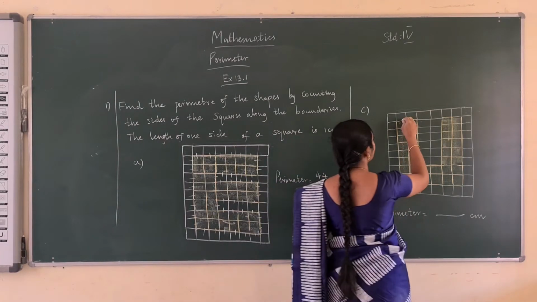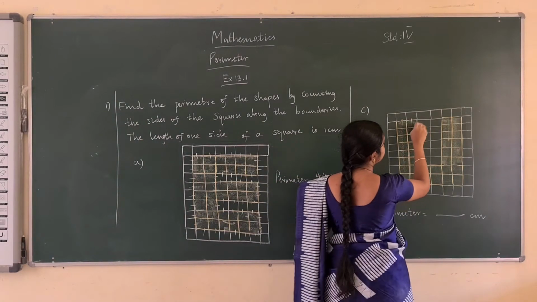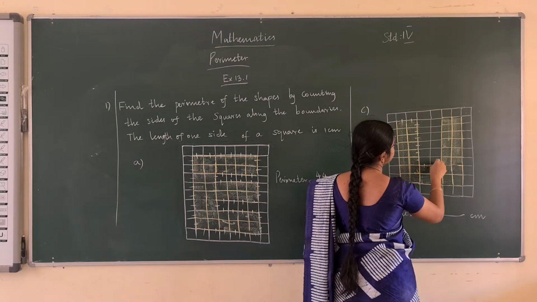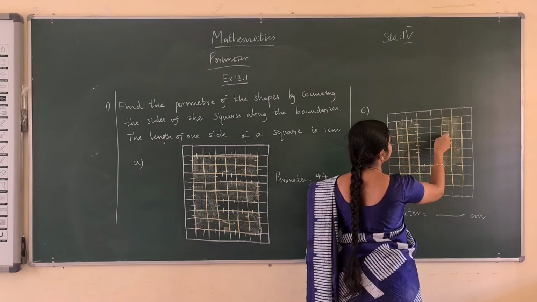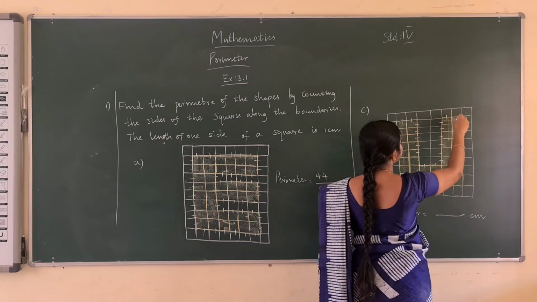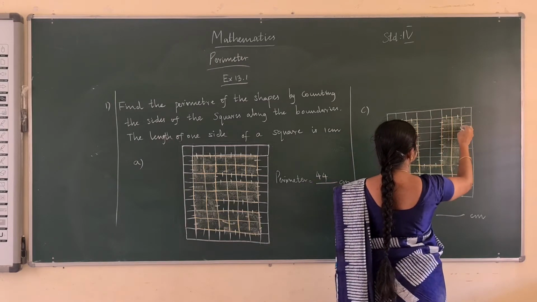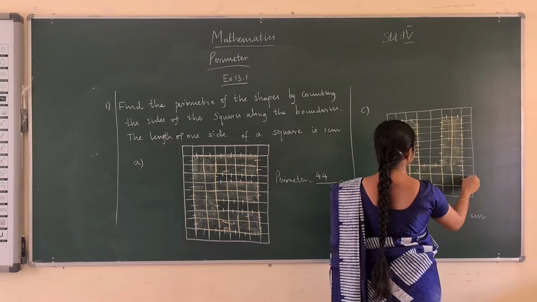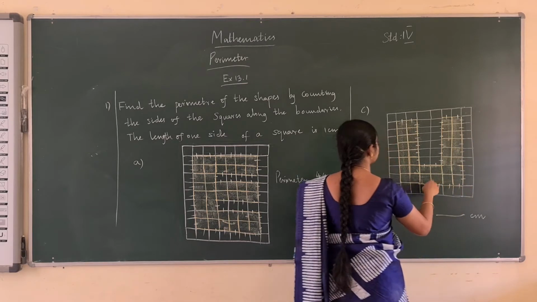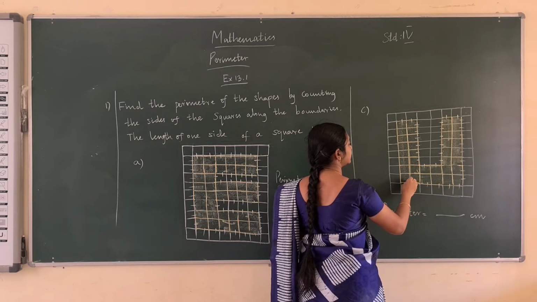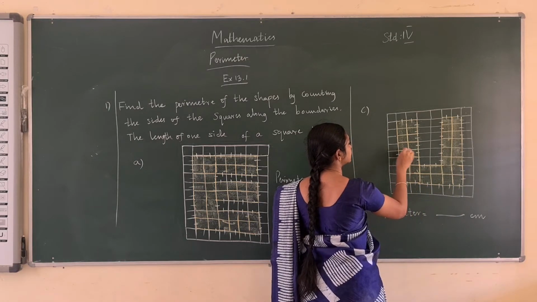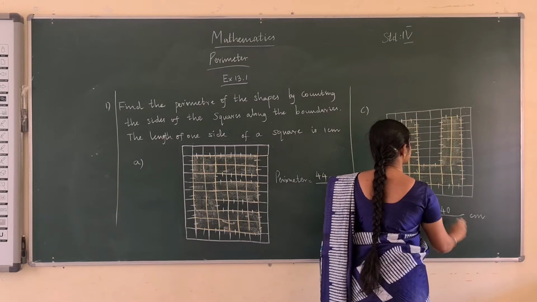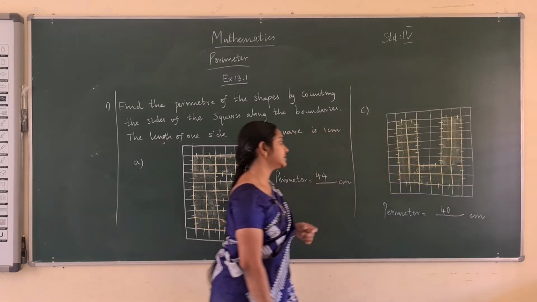Here 1, 2, 3, 4, 5, 6, 7, 8, 9, 10, 11, 12, 13, 14, 15, 16, 17, 18, 19, 20, 21, 22, 23, 24, 25, 26, 27, 28, 29, 30, 31, 32, 33, 34, 35, 36, 37, 38, 39, 40. So, the perimeter is 40 centimeters.